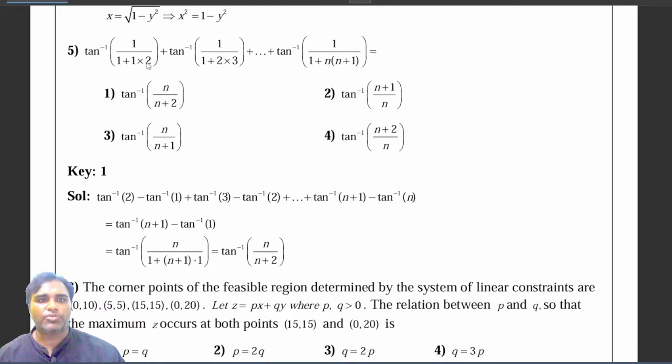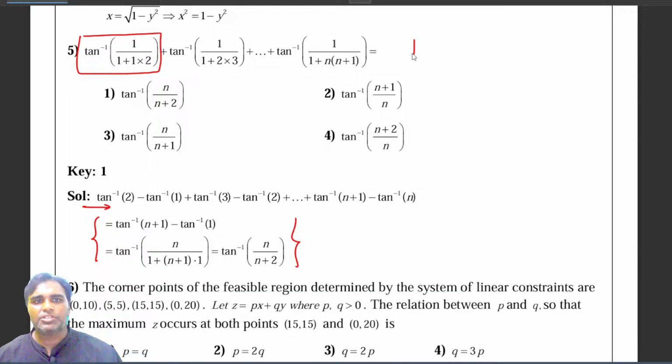Tan inverse of 1 upon 1 plus 1 into 2, and so on. We know from the classes and everywhere that this will use telescopic summation, but we will do it by some other method. The solution is also written here, I have already written it here, but you don't have to follow that solution. Now see the first term only.